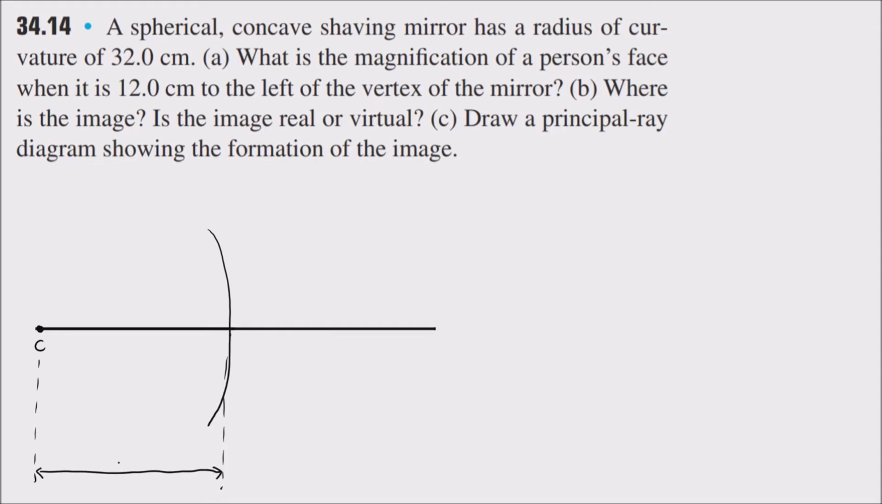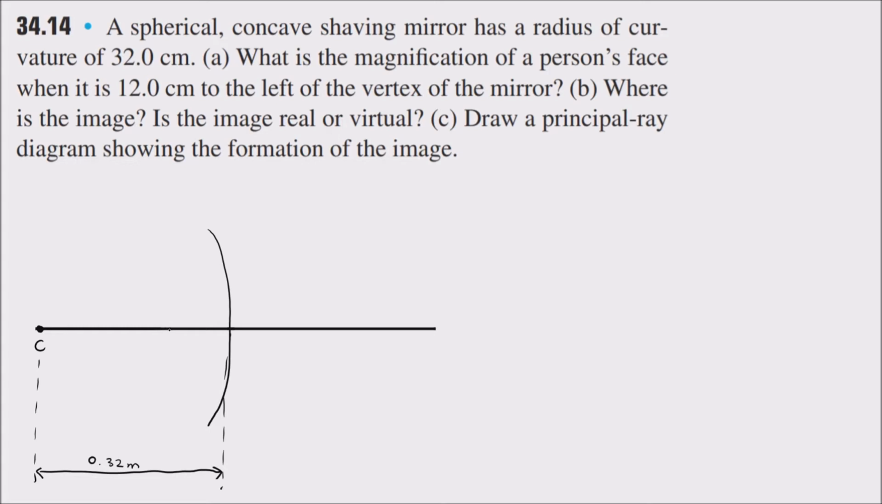32 cm, I usually just convert into meter. It's just a habit of mine. Okay, 0.32 meter. Then the next sentence, what do they say? What is the magnification of the person's face when it is 12 cm to the left of the vertex of the mirror? So 12 cm to the left of the vertex.